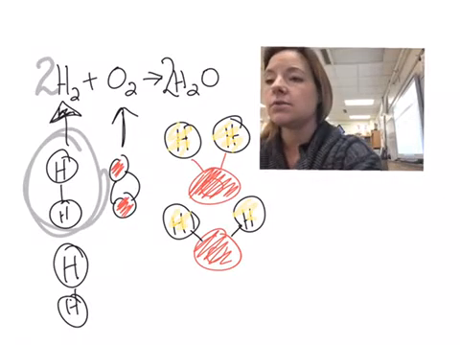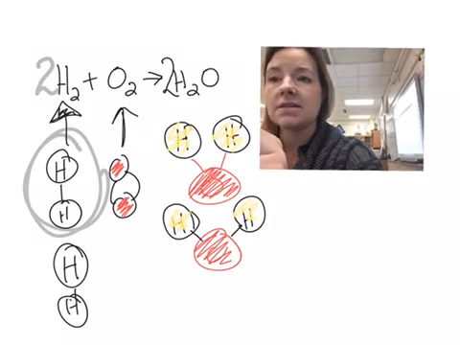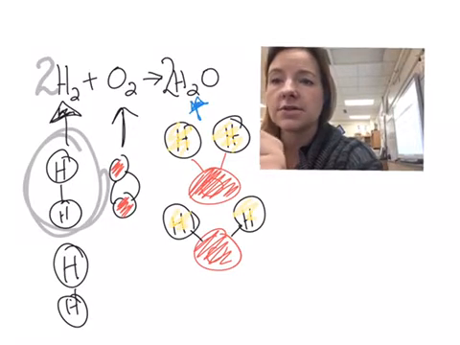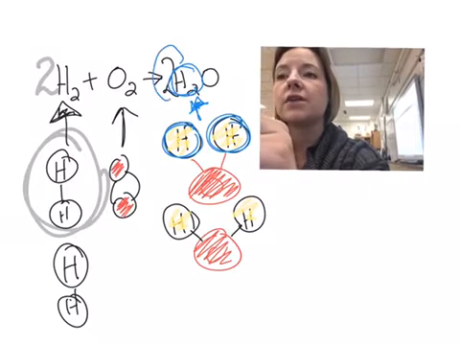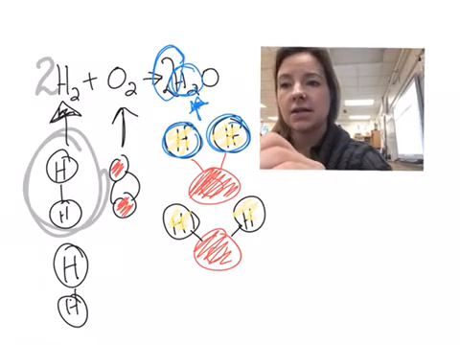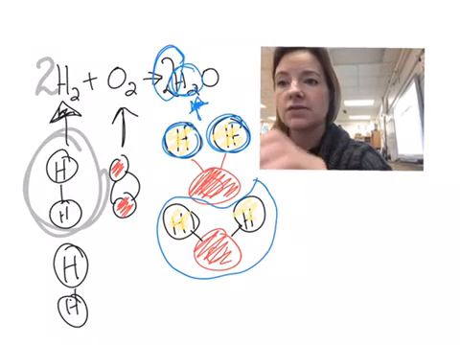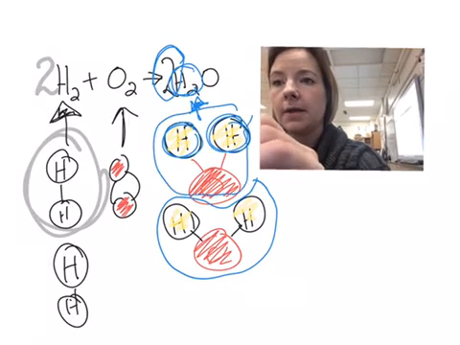So the key to remember is that these numbers right here are going to tell you how many of an atom we have. So that 2 right there tells me I've got 2 hydrogens when I make this molecule. The 2 in front is called a coefficient. That tells me I've got 2 of these whole molecule pieces.